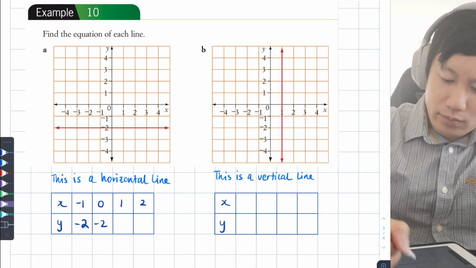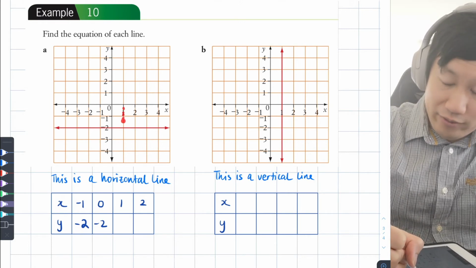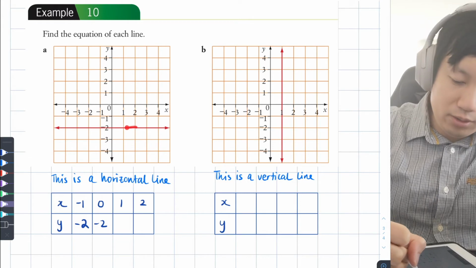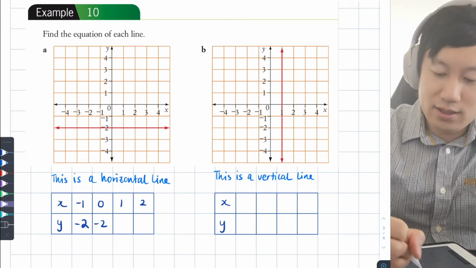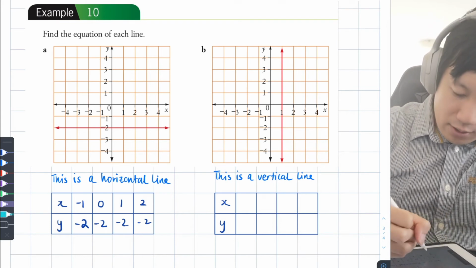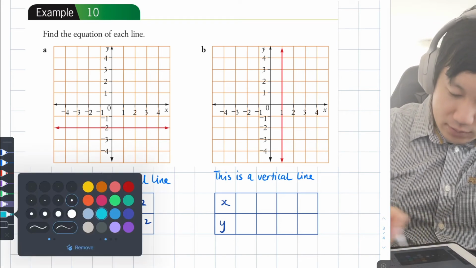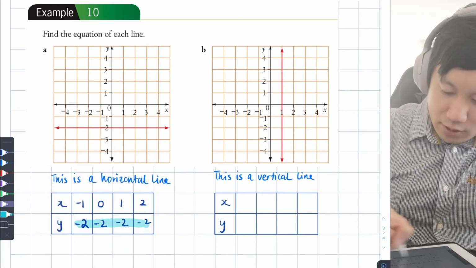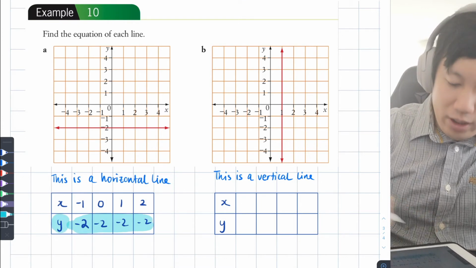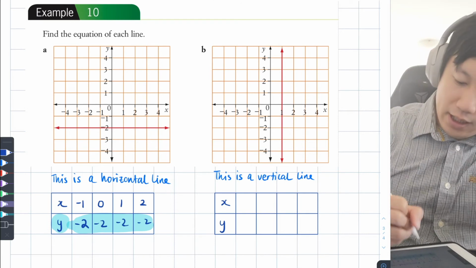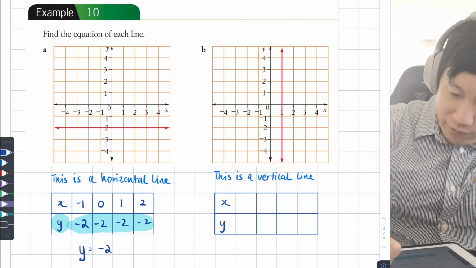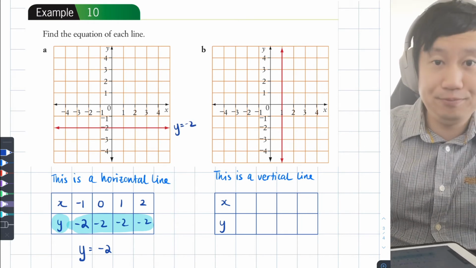The y value for 1 and the y value for 2 are still going to be -2. They're all -2s. So see how all of these values here, and I'm just highlighting, all these values here are -2, and they are y values. So we're going to say that the equation of the line is y equals -2. In fact, I'll just write that right there so you can see that.